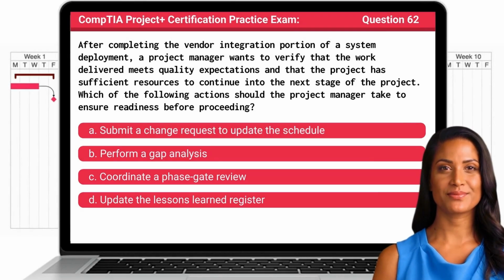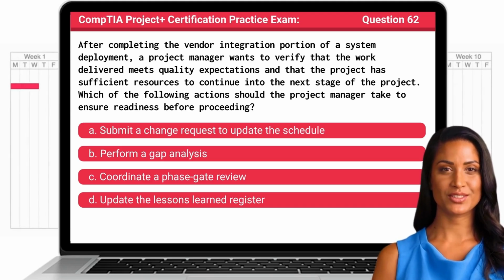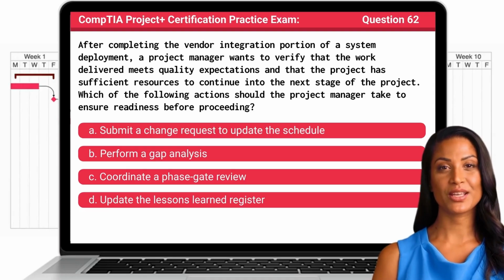Question 62. After completing the vendor integration portion of a system deployment, a project manager wants to verify that the work delivered meets quality expectations and that the project has sufficient resources to continue into the next stage of the project. Which of the following actions should the project manager take to ensure readiness before proceeding?